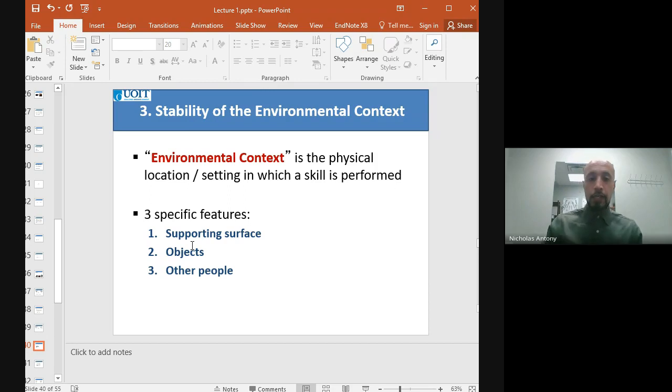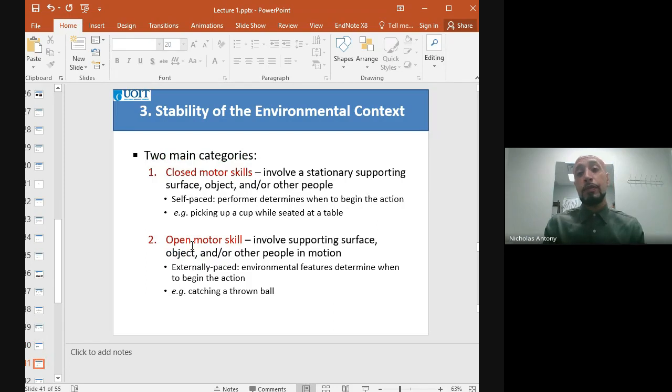So the environment in which someone is doing a motor skill is a way to classify it. Because, let me give you an example. Is it easier to hit a ball off of a tee, like in t-ball, versus hitting a baseball that's been thrown by a pitcher? Which one's more difficult?